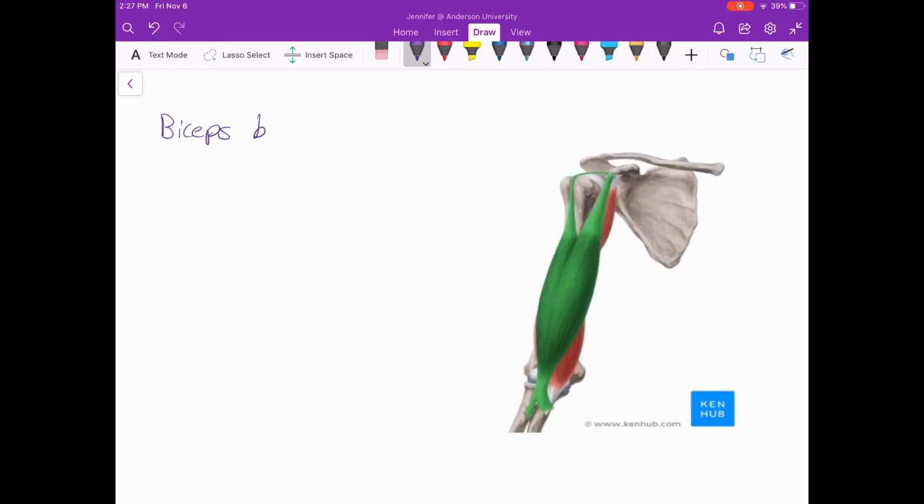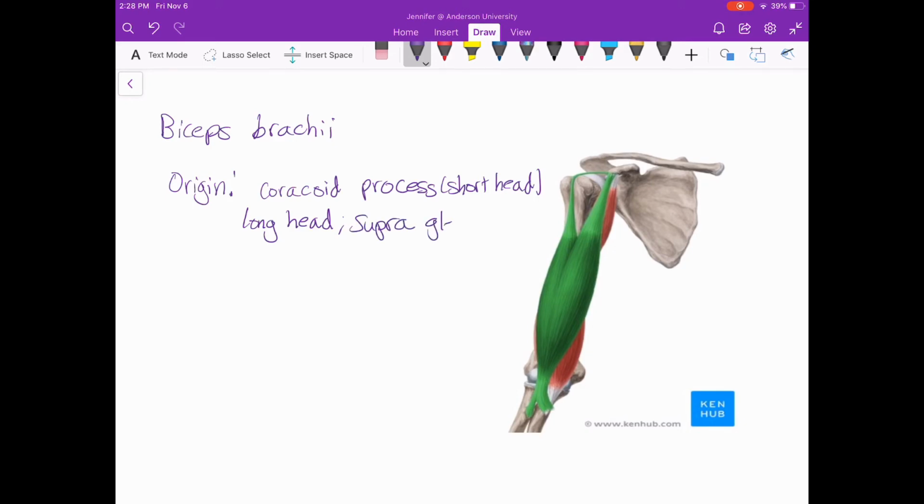Moving to the arm, we have the biceps brachii, which is the most familiar muscle of the anterior humerus because this two-headed muscle bulges when the forearm is flexed, thus the biceps name. The origin for the short head is the coracoid process. For the long head, it's the supraglenoid tubercle and tip of glenoid cavity. Tendon of long head runs in intertubercular sulcus and within capsule of the shoulder joint. So that's a lot there to unpack.